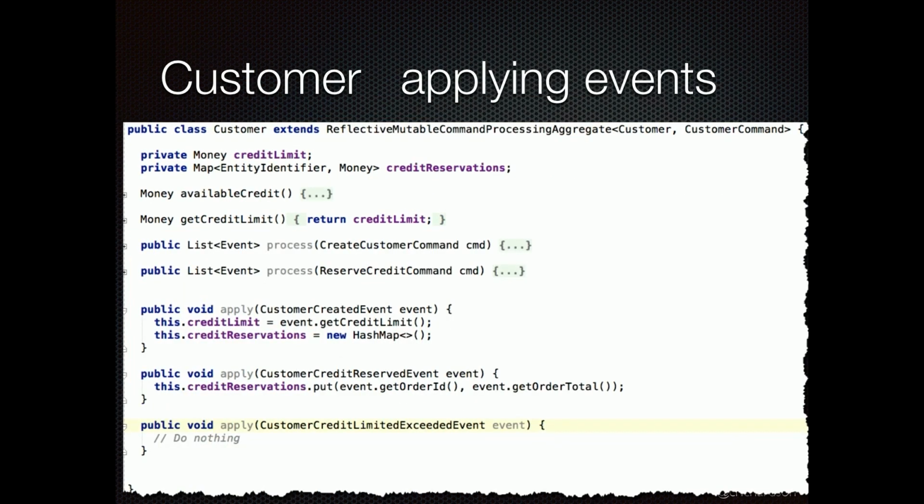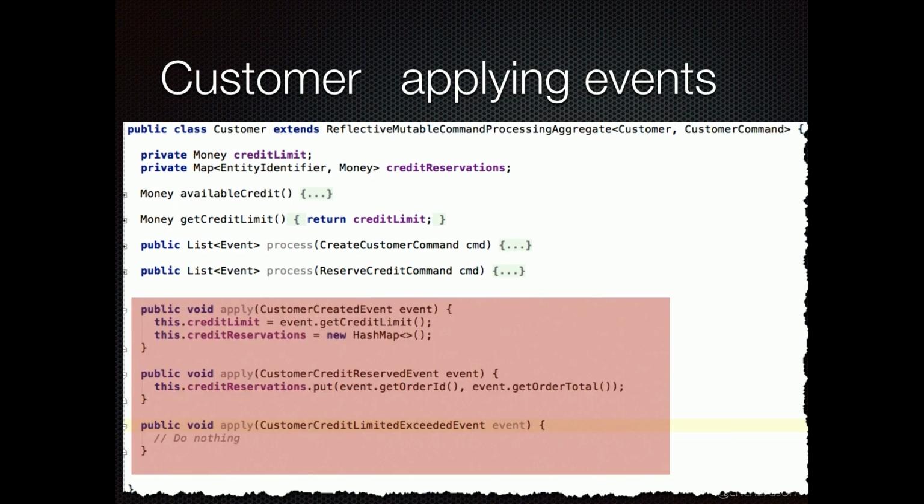Then moving on, if we go look at the apply methods, there's two of them. There's apply that takes a customer created event, and it basically functions as a constructor. It initializes the credit limit and sets the credit reservations to an empty map. The actual apply method for customer credit reserved event puts an entry into the credit reservations hash map. And then the apply method for the customer credit limit exceeded event does nothing.